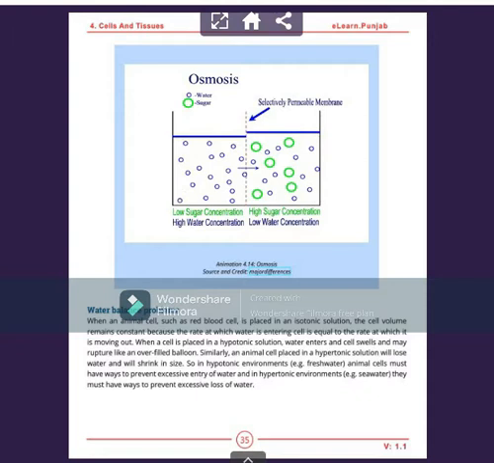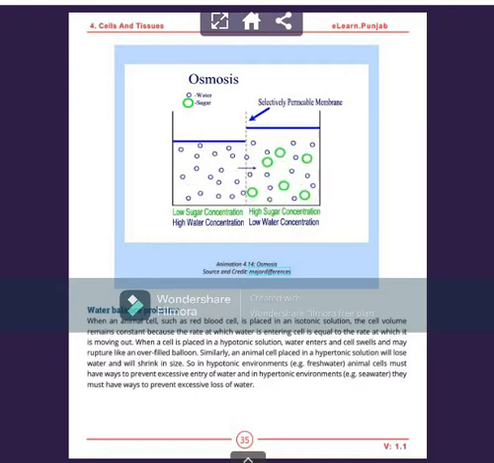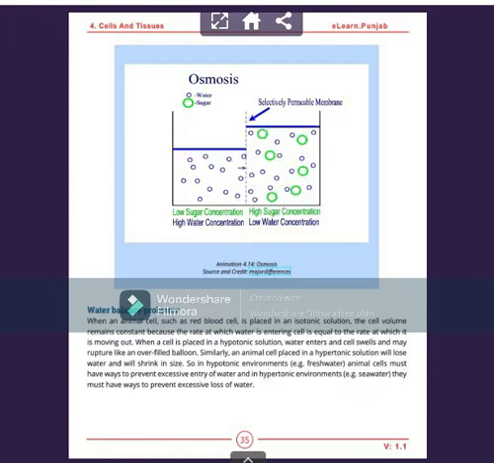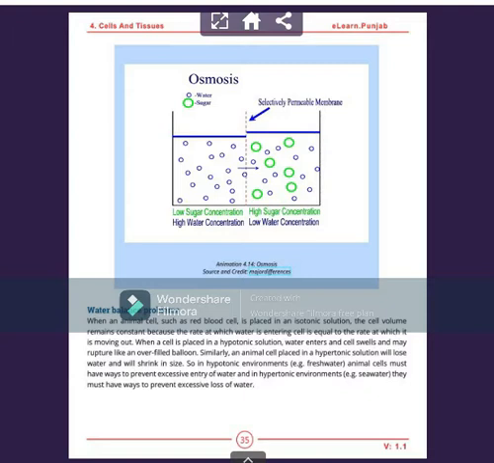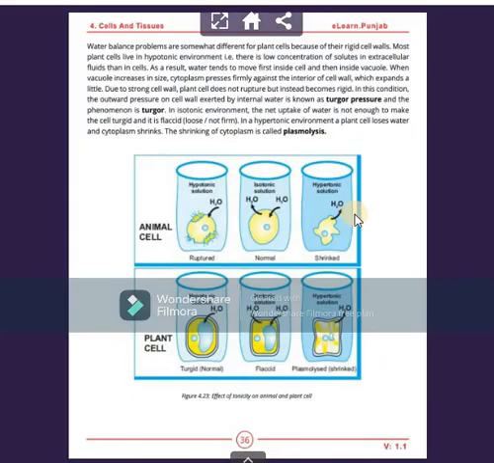So in a hypotonic environment, for example fresh water, animal cells must have ways to prevent excessive entry of water, and in a hypertonic environment, for example sea water, they must have ways to prevent excessive loss of water. So you can see this here in the figure that the cell is ruptured when placed in the hypotonic solution.